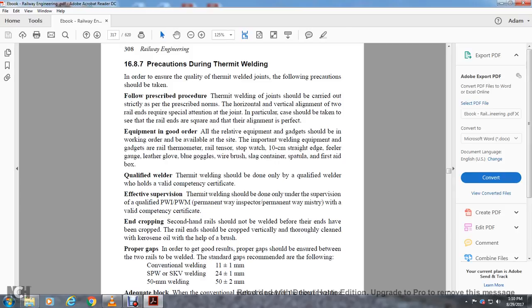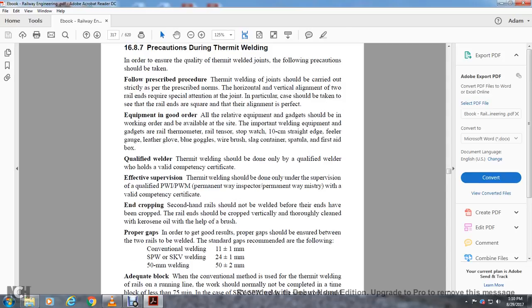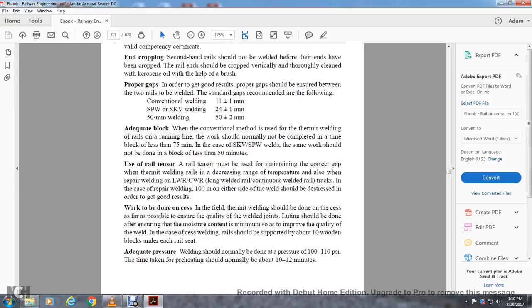Proper gaps. In order to get good results, proper gaps should be ensured for the two rails to be welded. The standard gaps recommended are the following: conventional welding 25 millimeters plus or minus 1 millimeter; short preheating welding 24 plus or minus 1 millimeter; 15 millimeter welding 50 plus or minus 2 millimeters.